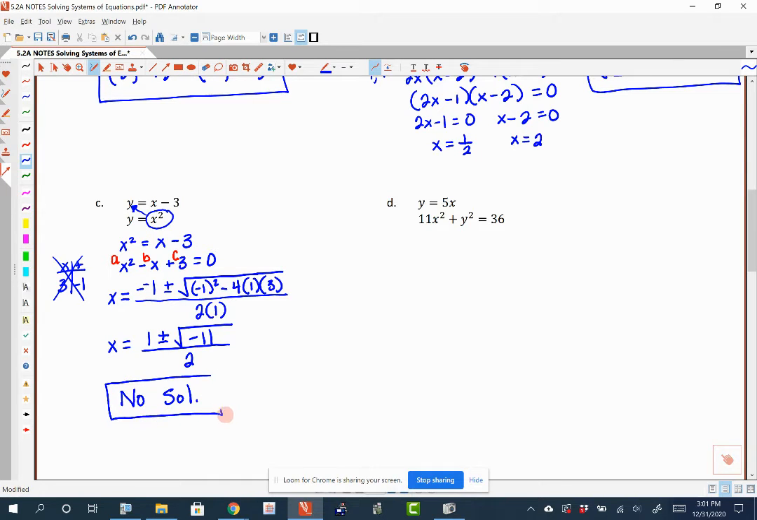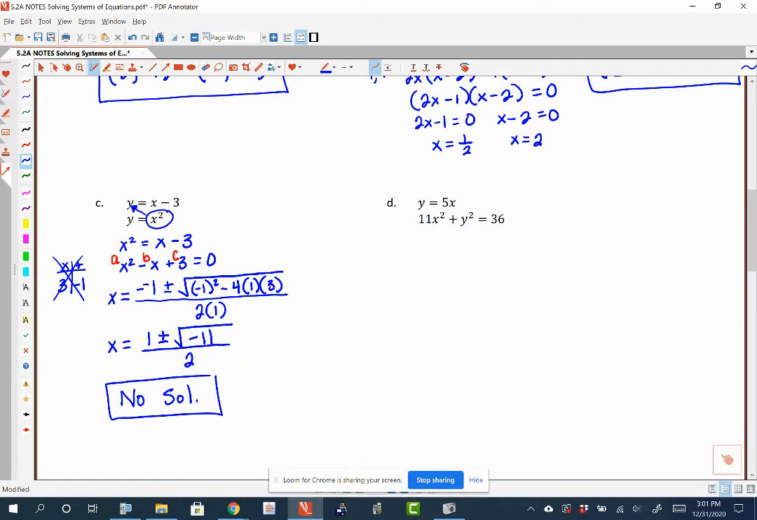These two are not going to intersect on a normal plane. It would be on an imaginary plane, and we're not graphing with those or solving with those quite yet. So anytime you end up with a negative underneath your square root, we're going to say there's no solution. There's not any solutions unless you're looking at the imaginary axes.